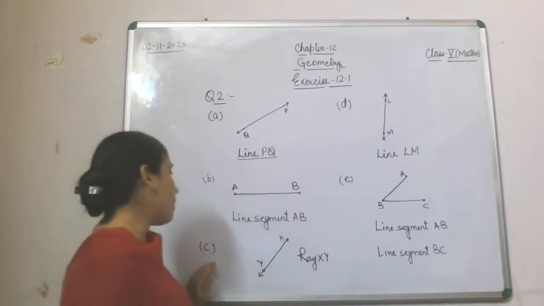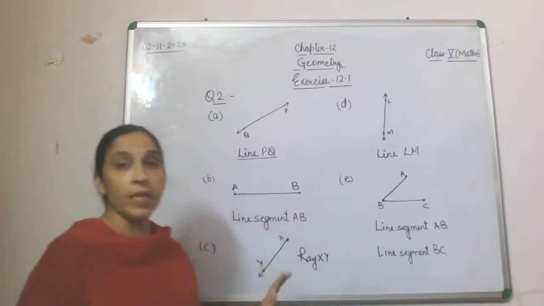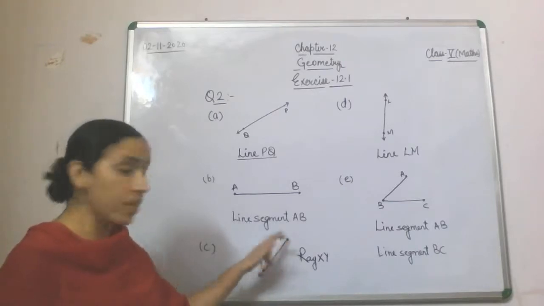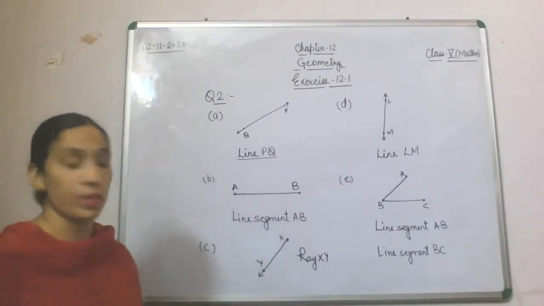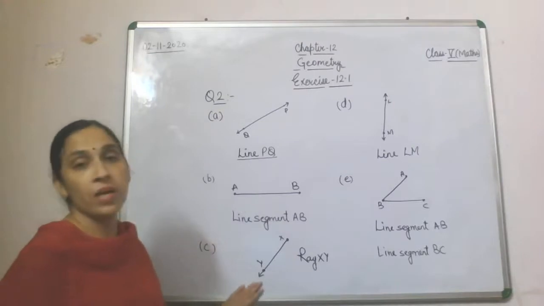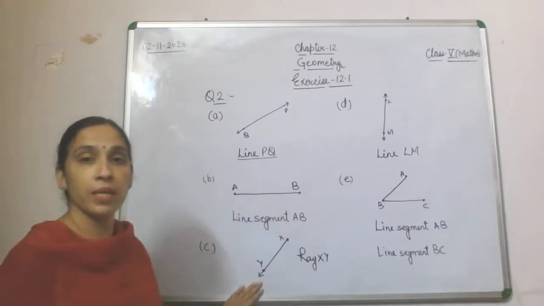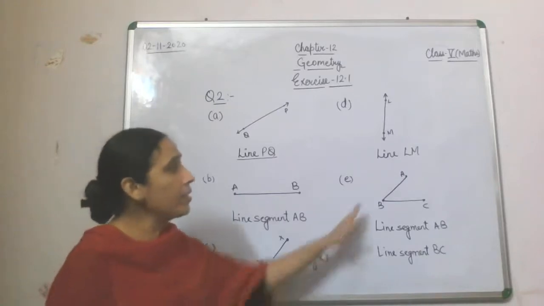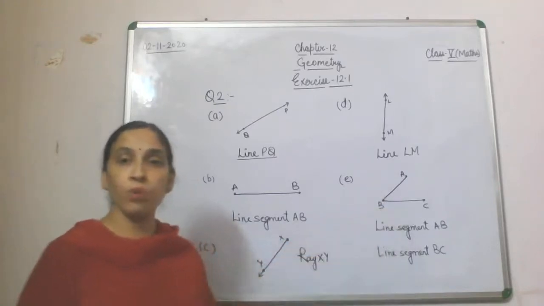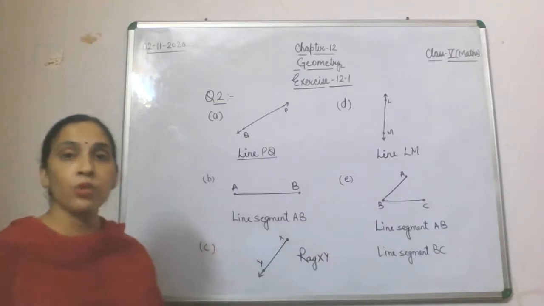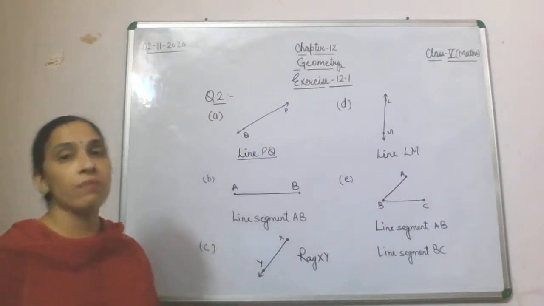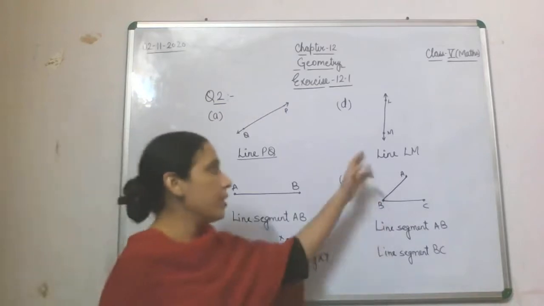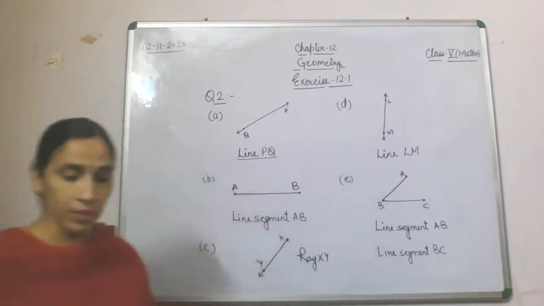Then C part, ray. Ray is related to sun rays, like it is beginning from sun, but where does it ending, that we are not aware. So on one side only we have this arrow because it can be extended up to any extent, and we can join 2, 3, 4 line segments also. We can join 2, 3, 4, 5 infinity rays also, and then again line segment and ray.